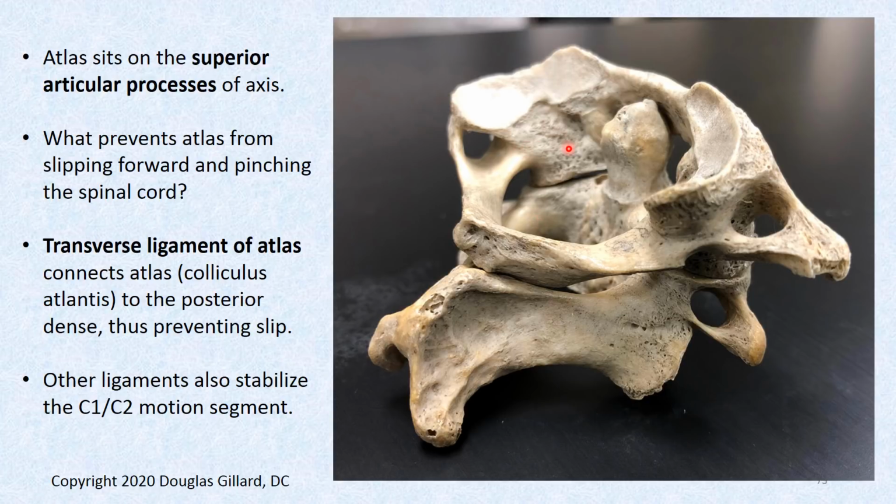Well, luckily we have a super strong ligament called the transverse ligament of atlas. It connects to these bumps right here, the tubercles of the atlas, the name for those bumps. And it lassos the back of this. Therefore, if you push this forward, this will not let it go forward. It'll stop it. It's a very strong ligament. And there's another ligament over the top. Remember, the transverse ligament of atlas is just part of the cruciform ligament. Good?